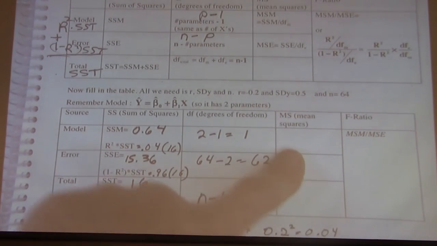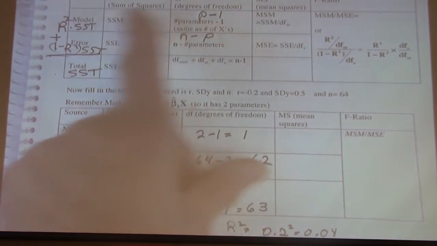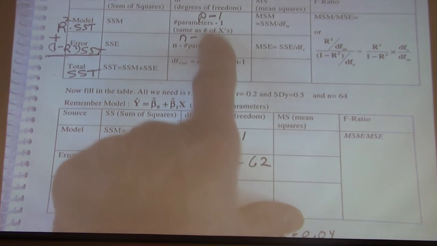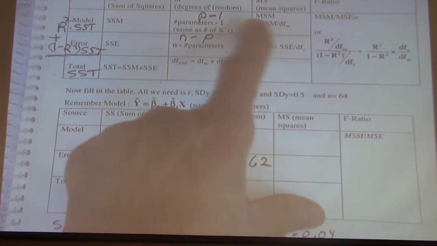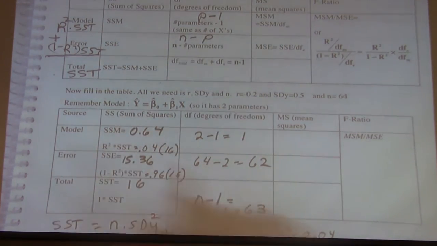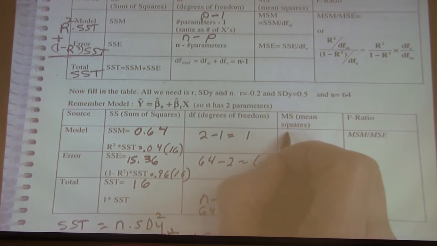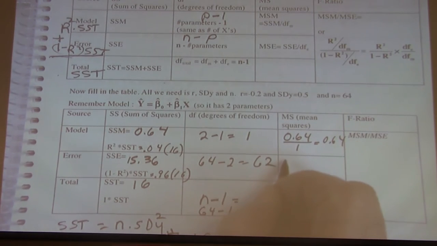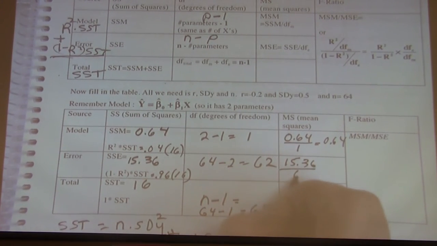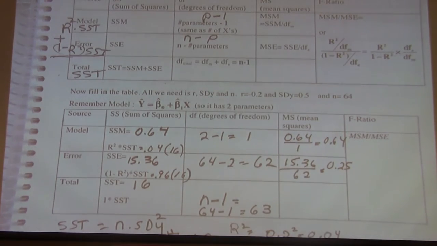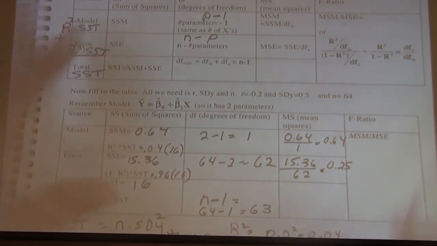All right, so then to read these mean squares, your mean square is your sum of squares divided by the degrees of freedom. So these are the degrees of freedom for your model, this is the degrees of freedom for your error, and this is the degrees of freedom total. So here you just say 0.64 divided by 1. And here you have 15.36 divided by 62. And that is 0.25. Okay. So now, what is this F ratio?